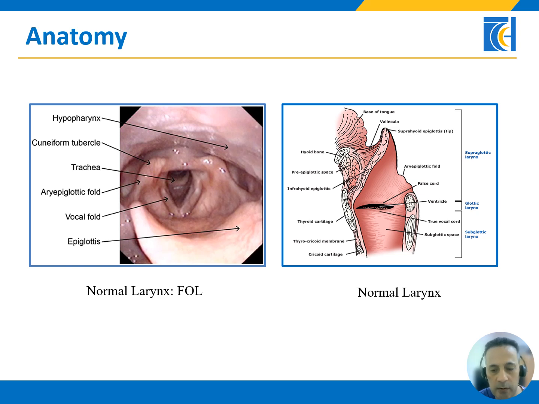The larynx is a small anatomical structure. It's divided into three anatomic regions: the supraglottis, glottis, and subglottis. Supraglottis is divided into epiglottis, aryepiglottic fold, the area of arytenoid, and the area of ventricle. Then the glottis is divided into right true vocal cord, left true vocal cord, anterior and posterior commissure. Then the subglottis extends from the lower boundary of the glottis to the lower margin of the cricoid cartilage.